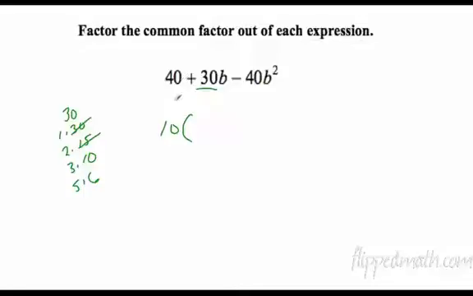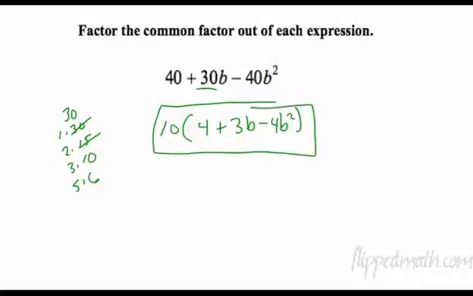I go back and divide. 40 divided by 10 is 4. Plus 30 divided by 10 is 3. Don't forget our b. Minus 40 divided by 10 is 4b squared. All right, there you have that.